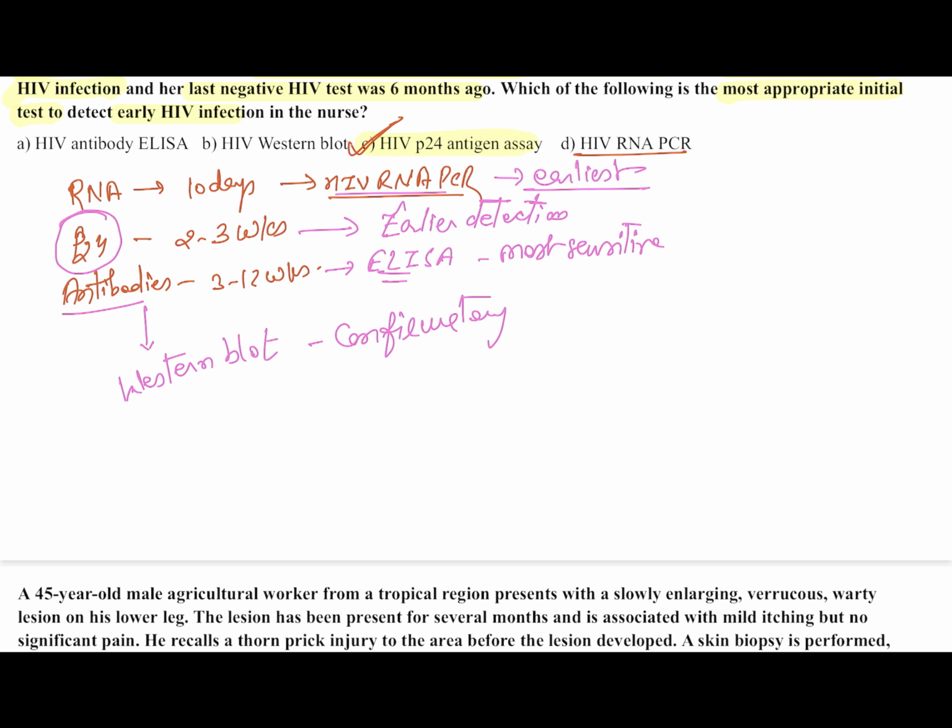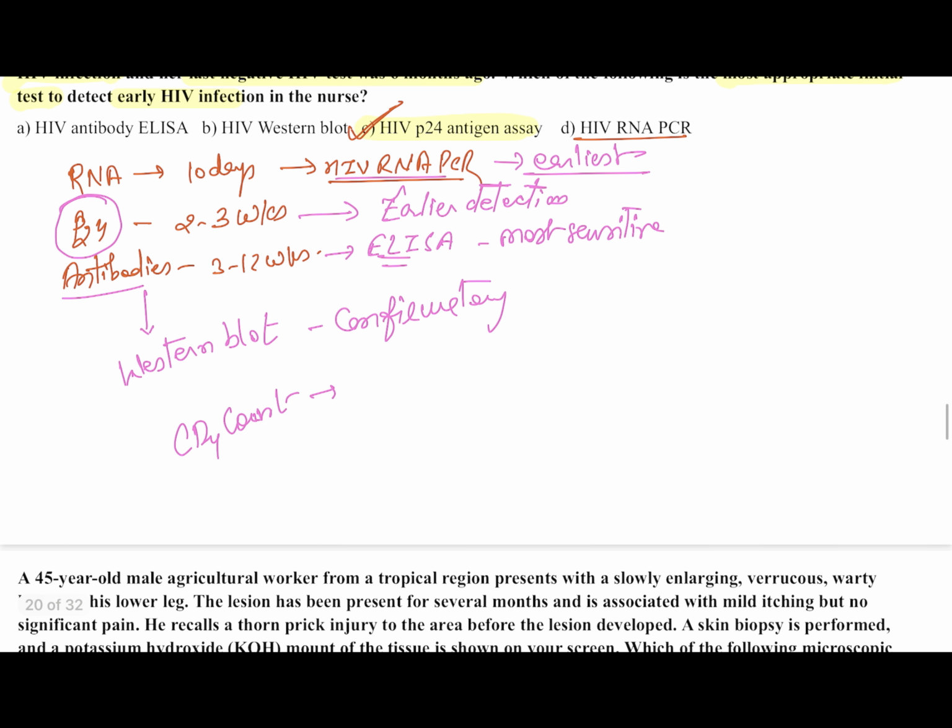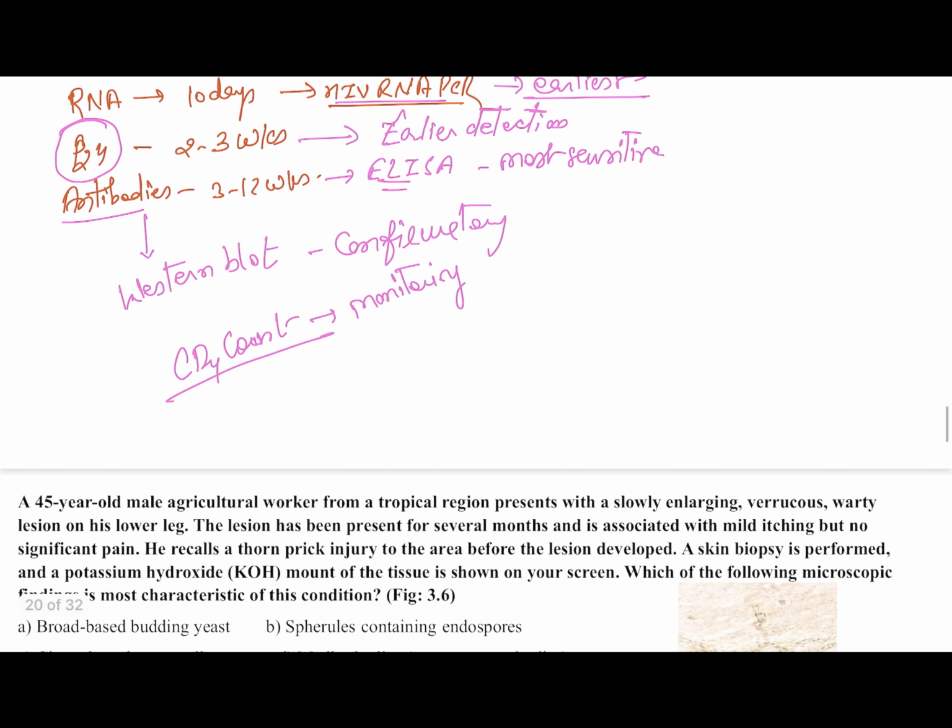Okay? And one more test, the CD4 count. CD4 count is not done for the diagnosis. You will do it just for monitoring. So treatment monitoring you can do by checking the CD4 count. Okay, so if they are increasing, it means the treatment is effective. So in this condition the correct answer will be HIV P24 antigen assay.